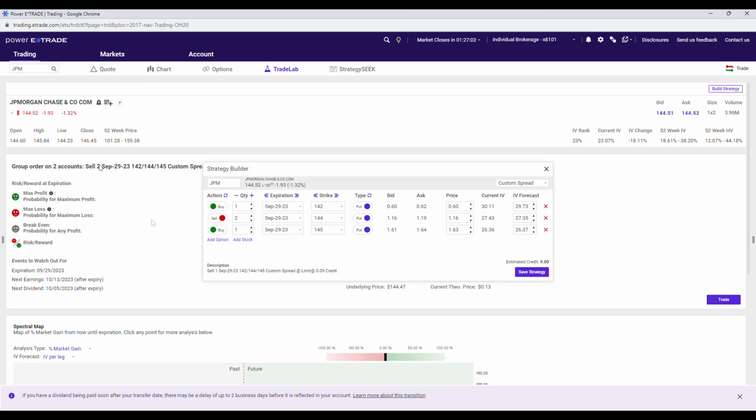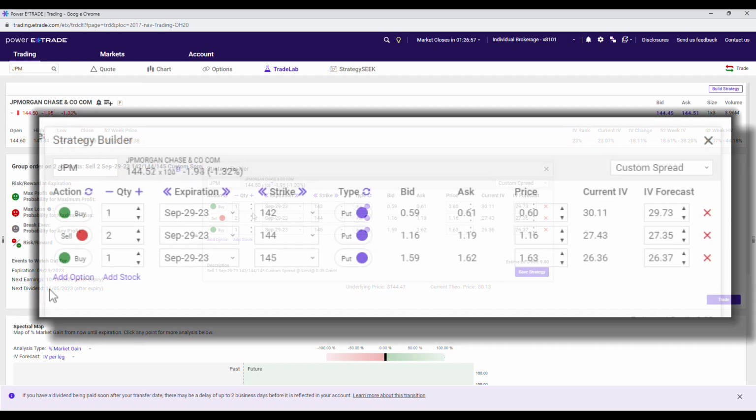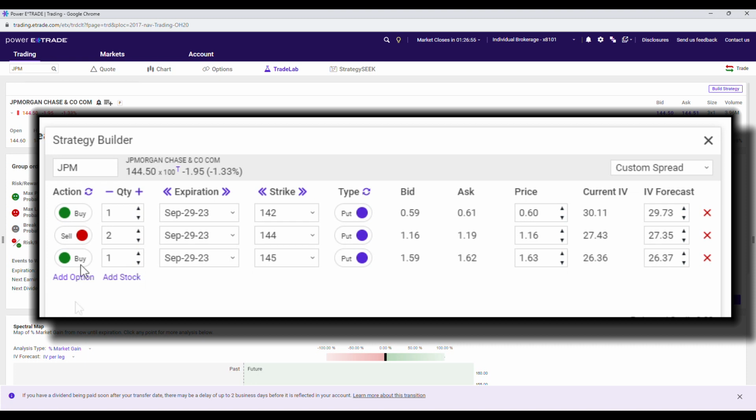Now I like to use the Power E-Trade screen. Using this, I've gone ahead and built the same trade. Buy open a single out of the money contract, sell two at the money contracts, and buy one in the money contract. So let me go ahead and save this, and let's see what we got.